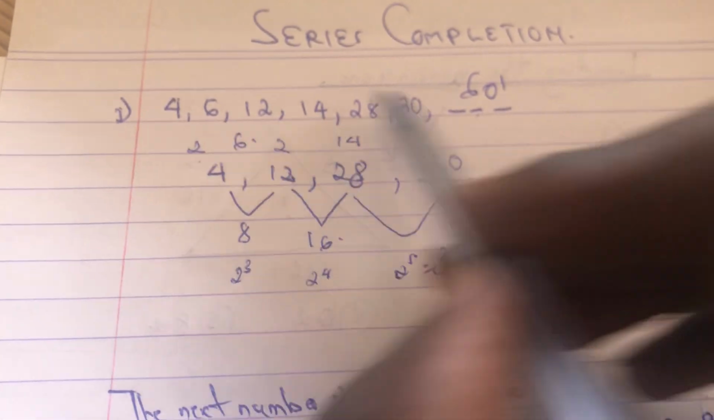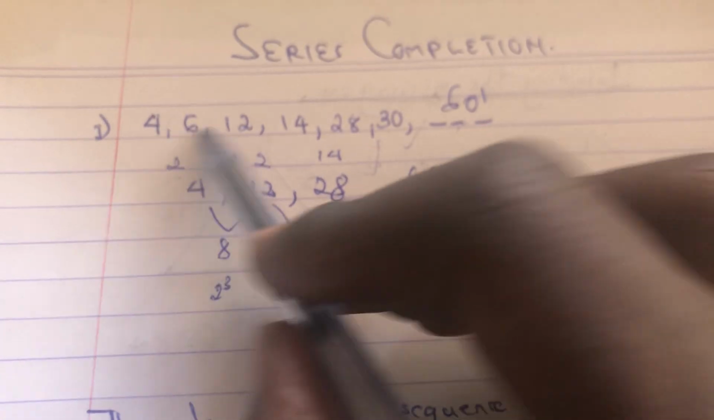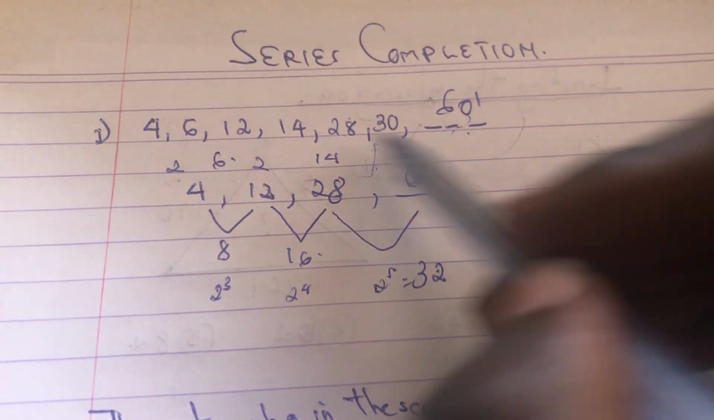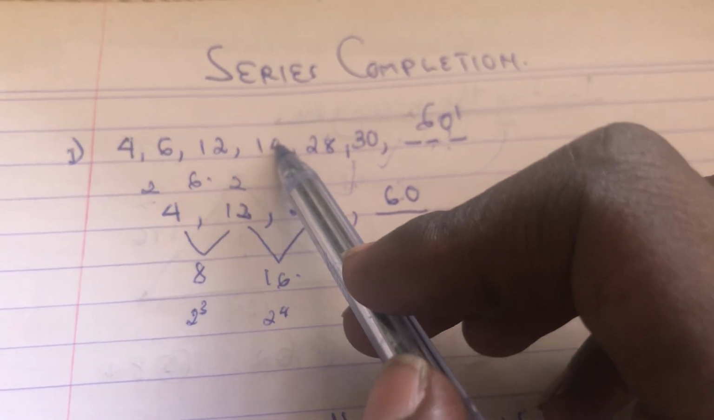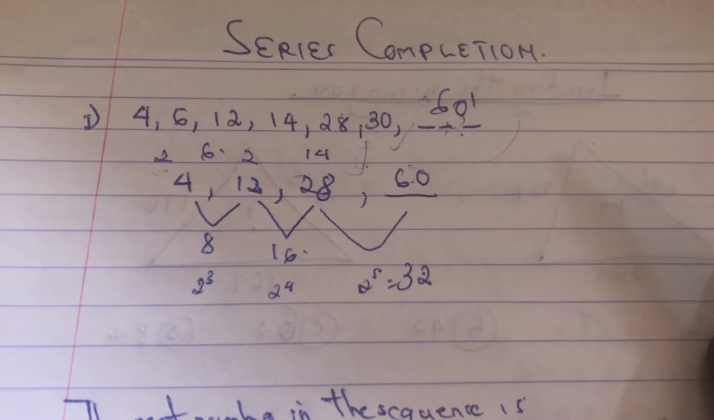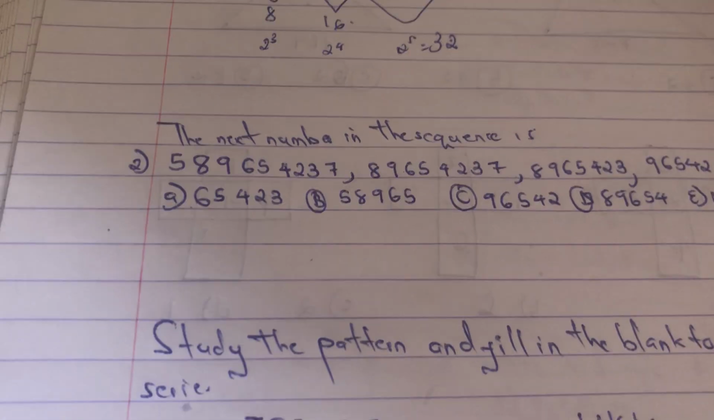For example, you may ask, how do I get this? It follows the pattern of 4, 12, 28. If another one was given, I would have picked the pattern of 6, 14, 30, and then the other one, and try to find out what relates them. Let's look at the next one here.